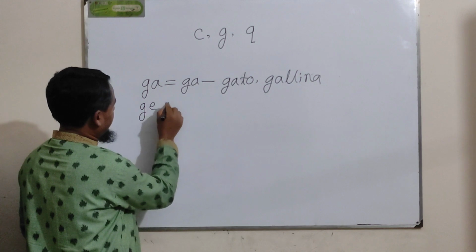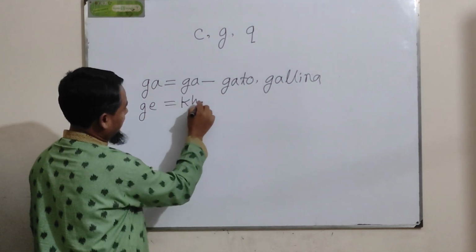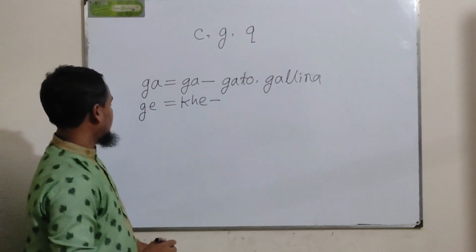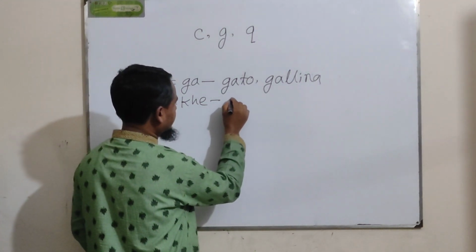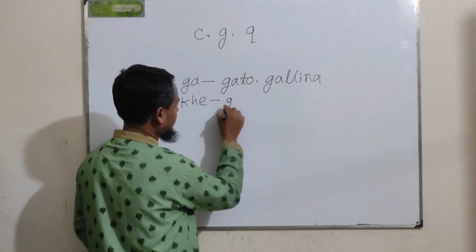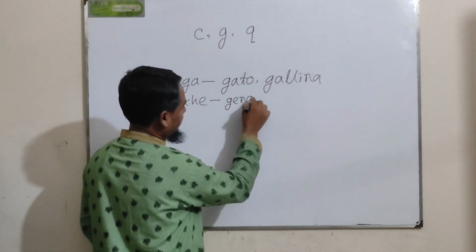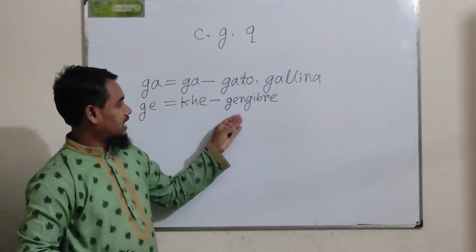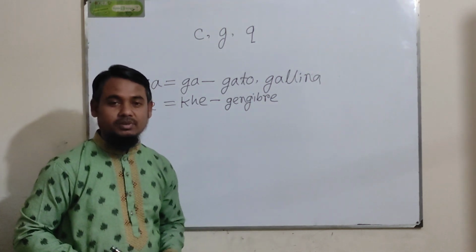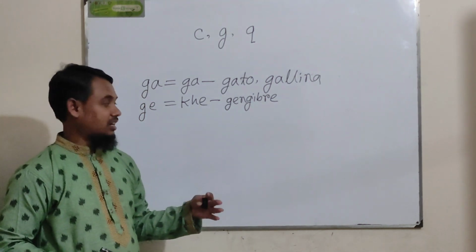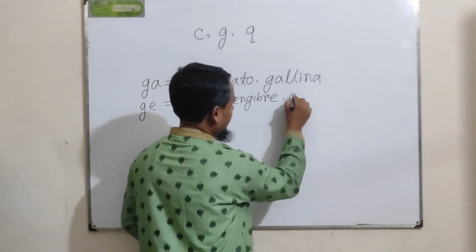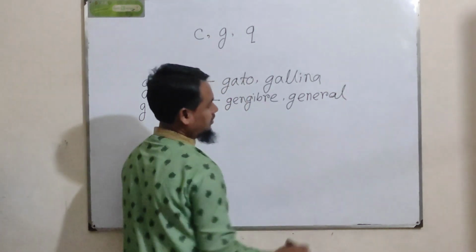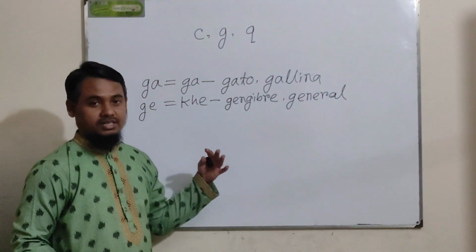G after A is he. For example, jengibre. Jengibre means ginger. General. General means general.